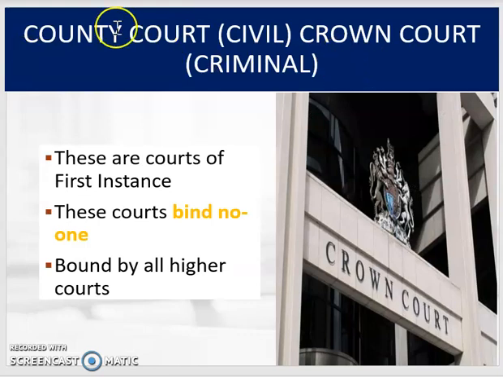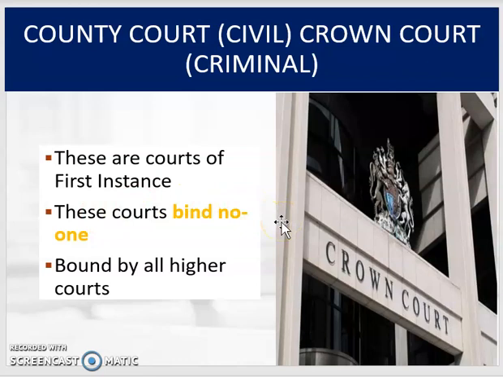Now these are on the same level in terms of hierarchy, but remember that the County Court is a civil court and the Crown Court is a criminal court. I'm dealing with them together here because the same rules apply. These are courts of first instance, which means that they hear cases for the first time, and they don't hear appeals. There is an exception to that, just to say that the Crown Court does hear some appeals from the Magistrates Court, but generally it is a court of first instance.